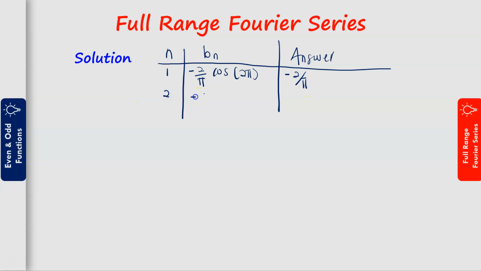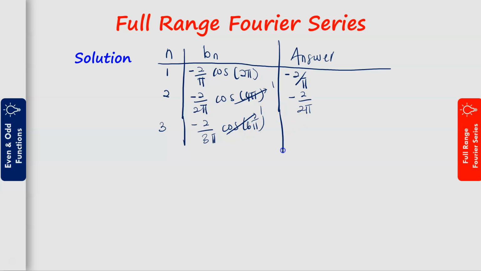When n equals 2, you will have negative 2 over 2 pi, and then cos 4 pi. And this cos also equals 1, so you will have negative 2 over 2 pi. And then when n equals 3, negative 2 over 3 pi cos 6 pi. So this one also 1, which means we have negative 2 over 3 pi. And then when we go to 4, we have negative 2 over 4 pi, cos 8 pi. That is negative 2 over 4 pi.